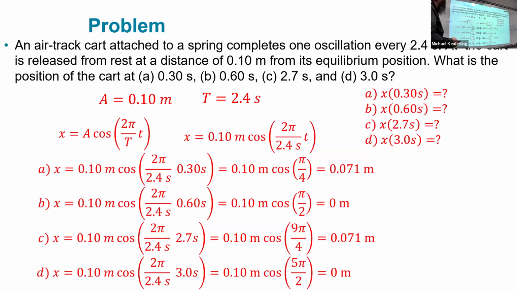And as you can see, when we go a time period of 2.4 seconds later, so 0.3 plus 2.4 is 2.7, we get the same output. And 0.6 plus 2.4 is 3, also 0. So you'll get a sinusoidal curve. The general form is something like this.